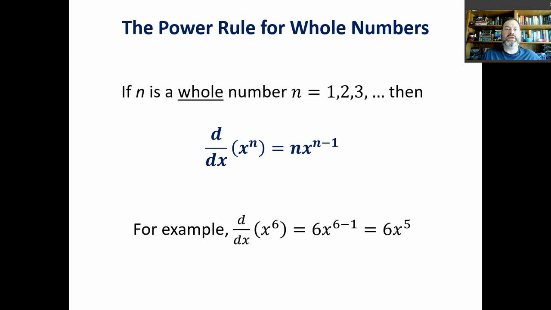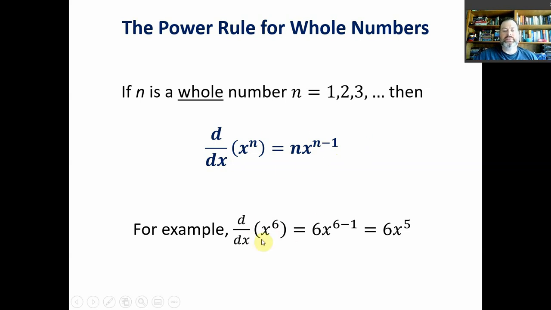All right, next rule we're going to try to prove. It's called the power rule. So if n is a whole number, then the derivative of x to the n is n x to the n minus 1.